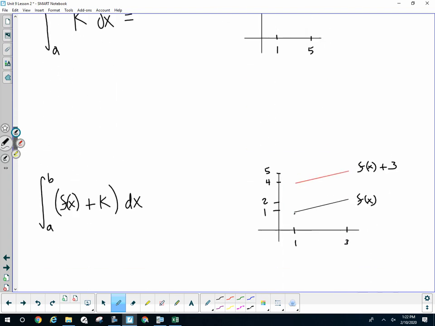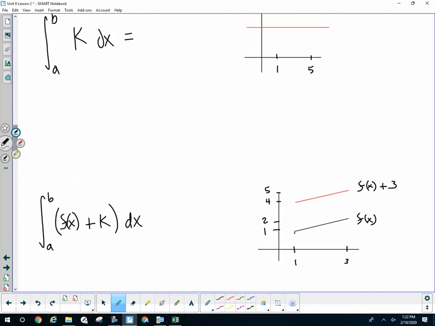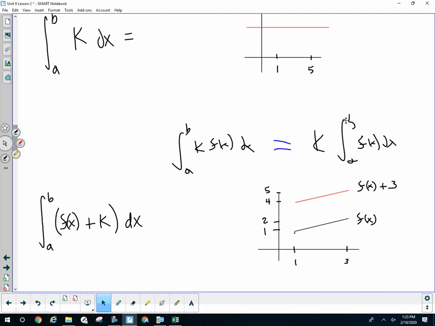Now, let's go and look at this one. If we think about the other rule, where it's the integral from a to b of k times f of x, I told you, you can just take that k and multiply it by the integral. So it's just very logical. Take the area, multiply it by k. We're good. Adding, though, a constant is not as easy.